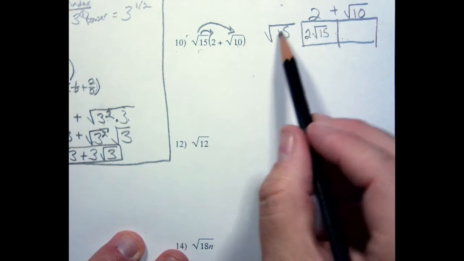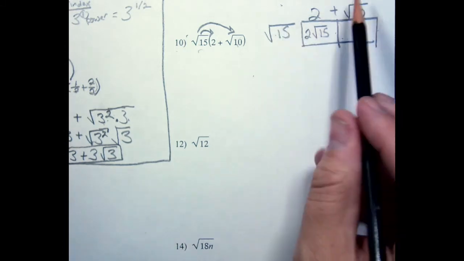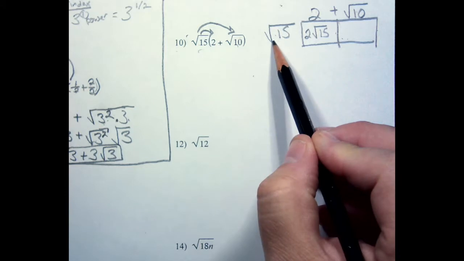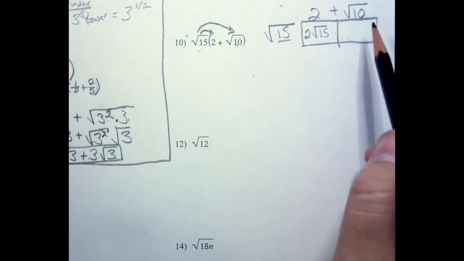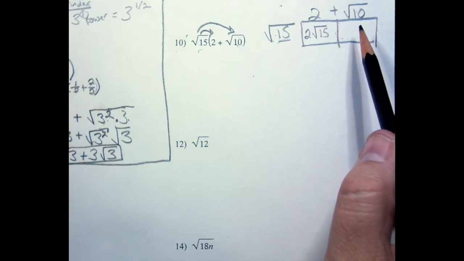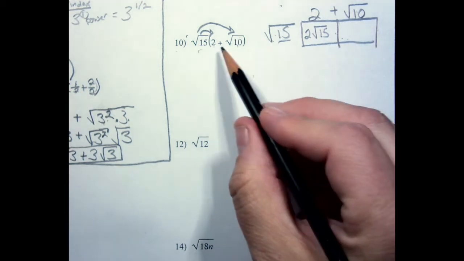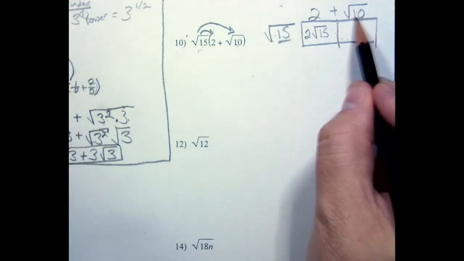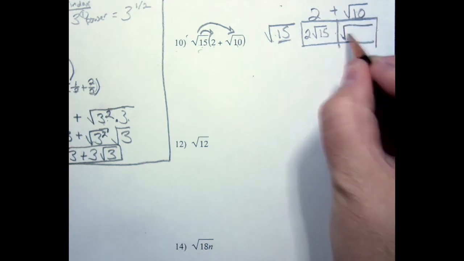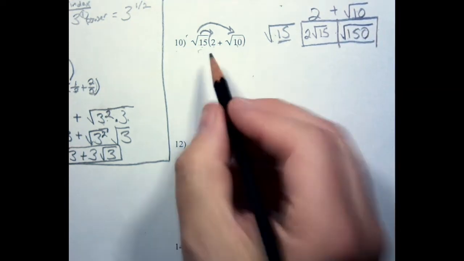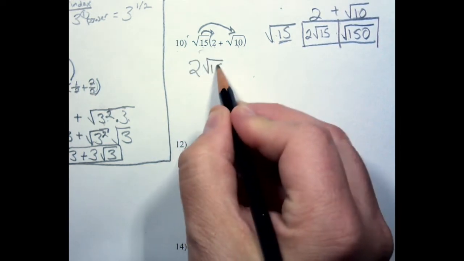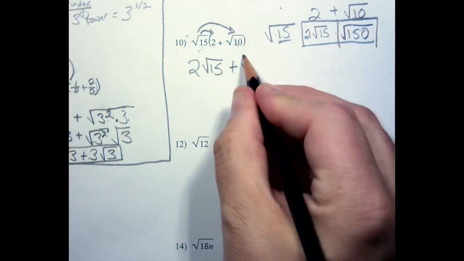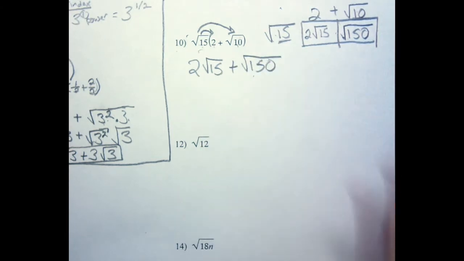Now here's the interesting thing. You can do this. When you multiply a square root times another square root, you can just multiply the numbers under the square root symbol times each other. So now what's 15 times 10? 150. So all this right here equals 2 times the square root of 15 plus the square root of 150.